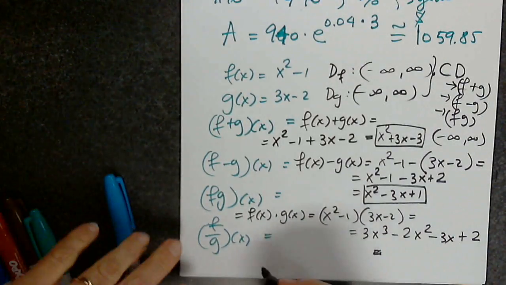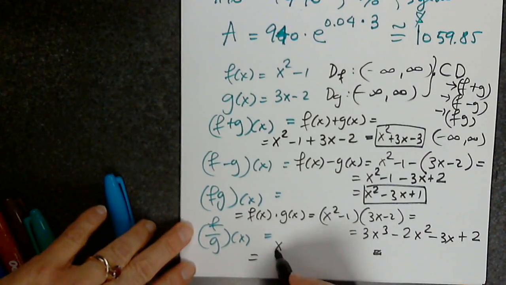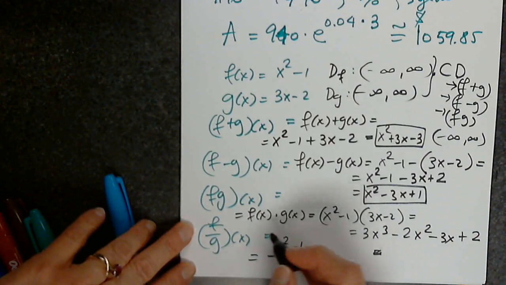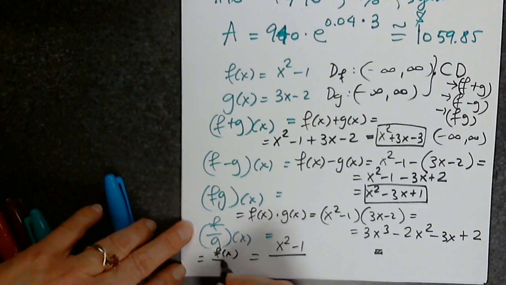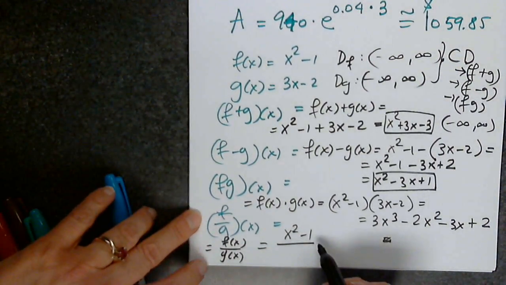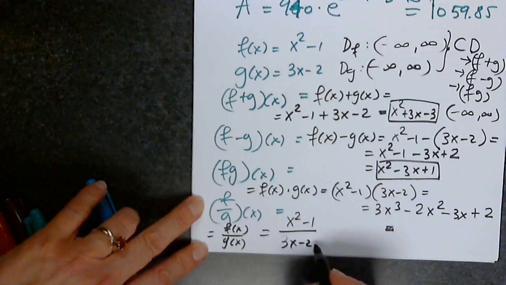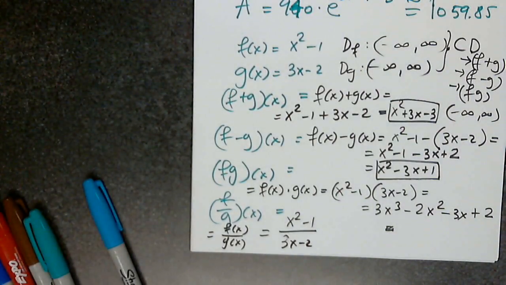Okay. Finally, I have f of x, which is x squared minus 1. Oops. f of x over g of x. So it's x squared minus 1 over 3x minus 2. It is very clear why the domain of this function will not be the common domain. Why?